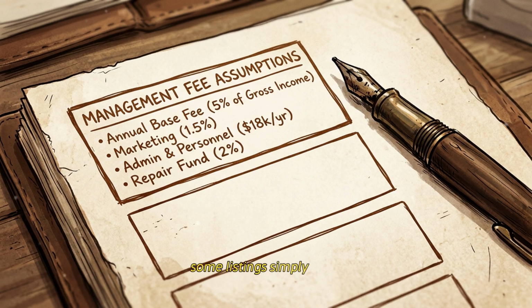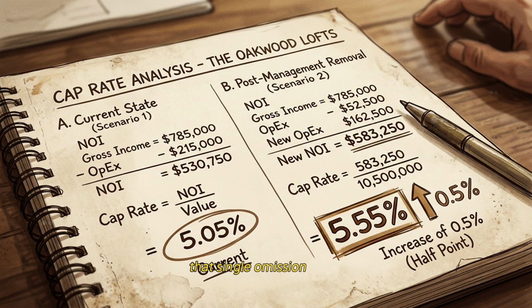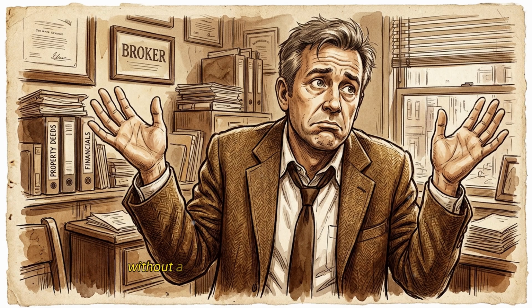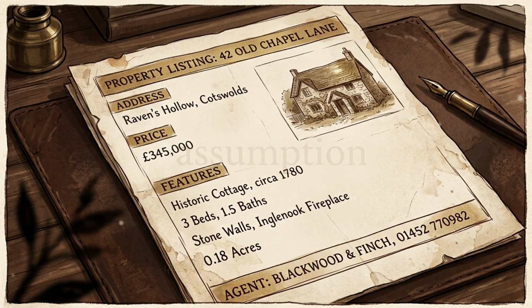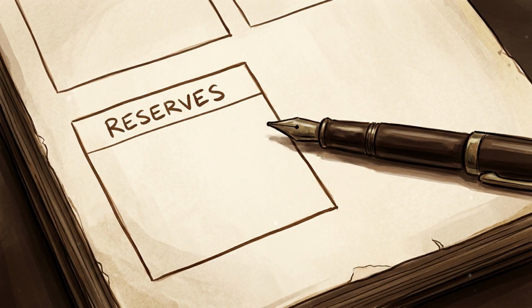Some listings simply don't include a management expense at all, on the theory that an owner-operator might self-manage the property. That single omission alone can add half a percentage point to a cap rate calculation on a building this size, without a single number being technically false. It's just an assumption quietly baked into the presentation, one that may not match how you actually intend to own the asset. The second is reserves.